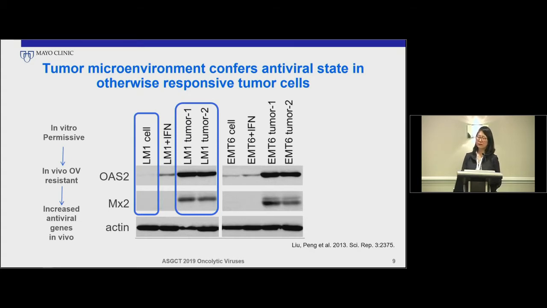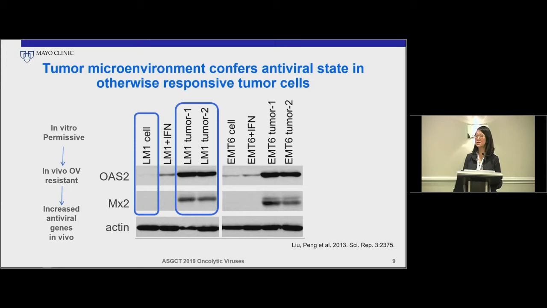What we have found was that this tumor microenvironment, when you grow these tumors in the flank of these mice, confers an antiviral state to the otherwise responsive tumor cells, such that if you were to look at some classical antiviral genes like the OAS2 and MX2 protein in the cell line LM1, there was barely any transcripts. However, in the tumor, you have now very high induction of these antiviral genes in a pre-existing antiviral state, even before it has seen virus.